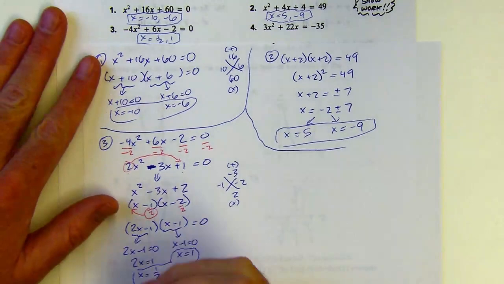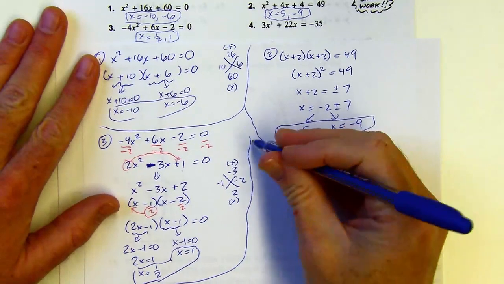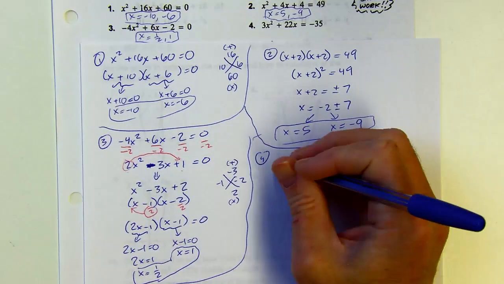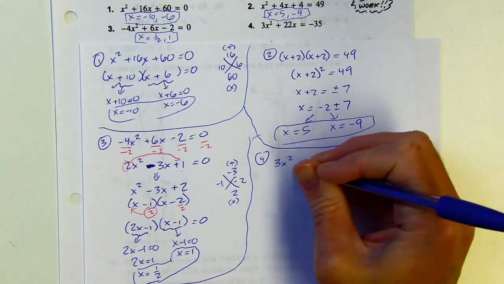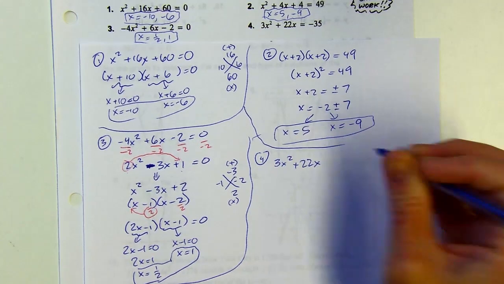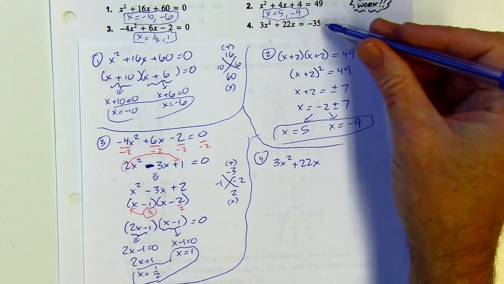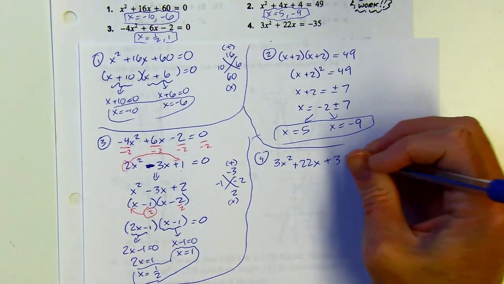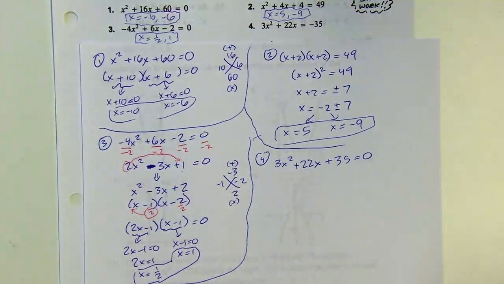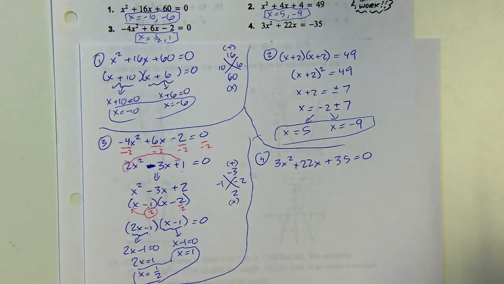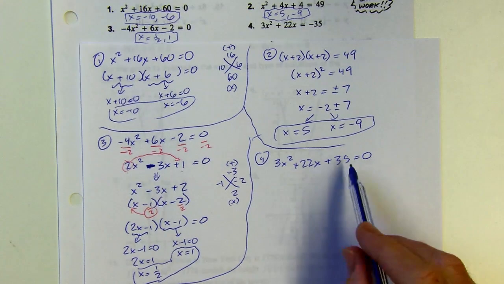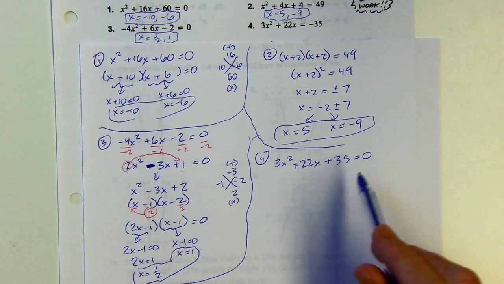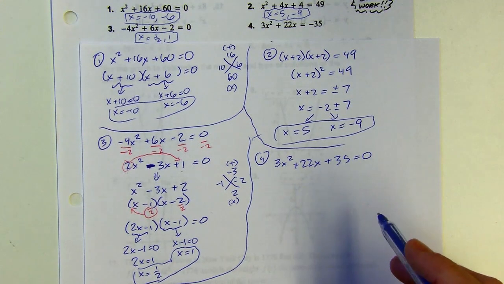Okay, number 4. We've got 3x² + 22x - 35. The first thing I'm going to do with this one is set it equal to 0, so I'm going to add 35 to both sides. Now looking at this one, it's possible that it's factorable. So you could do a modified diamond problem thing, but knowing that 3 times 35 is going to be a pretty large number, it'll be kind of a pain to do it that way.